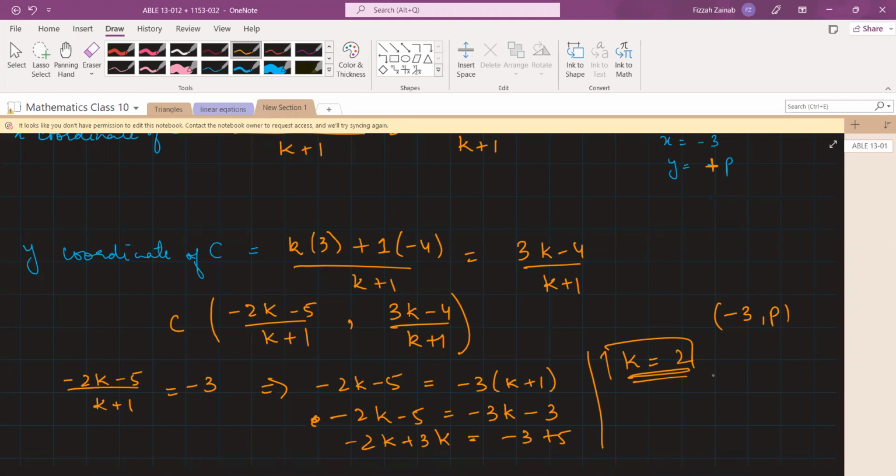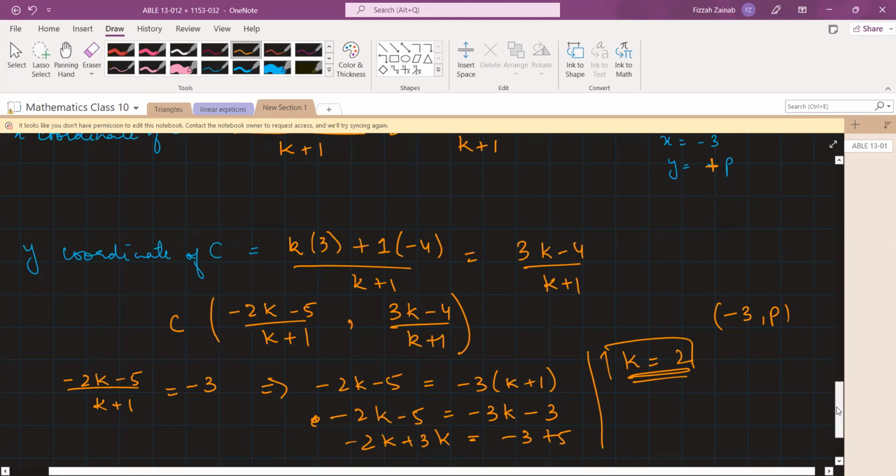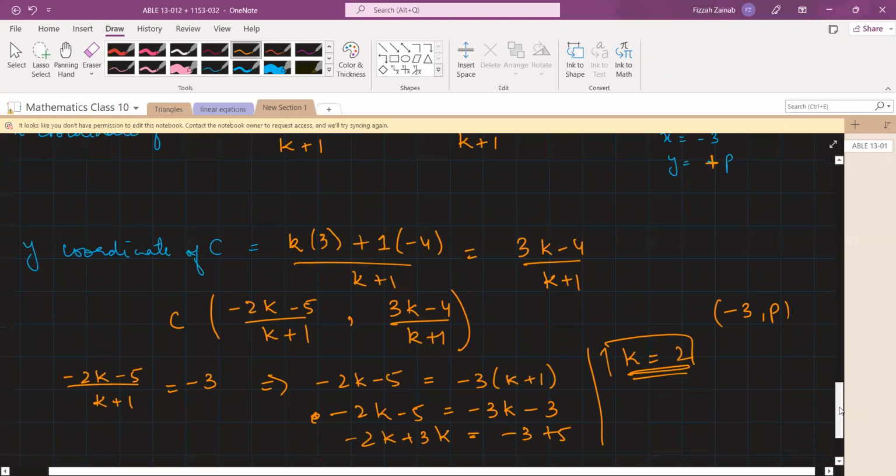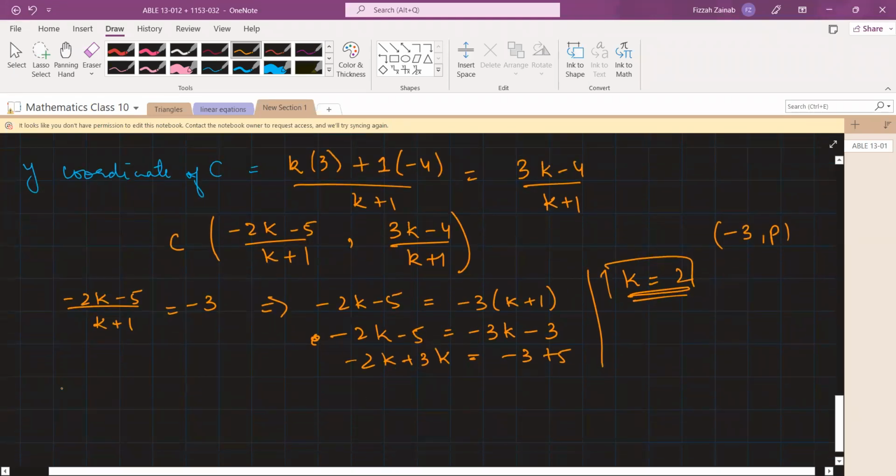So, did I give you "hence find the value of p"? If it is written in the question, "hence find the value of p", then you can use the other coordinate also, right? So now your (3k minus 4) upon (k plus 1) is actually equal to p, right?